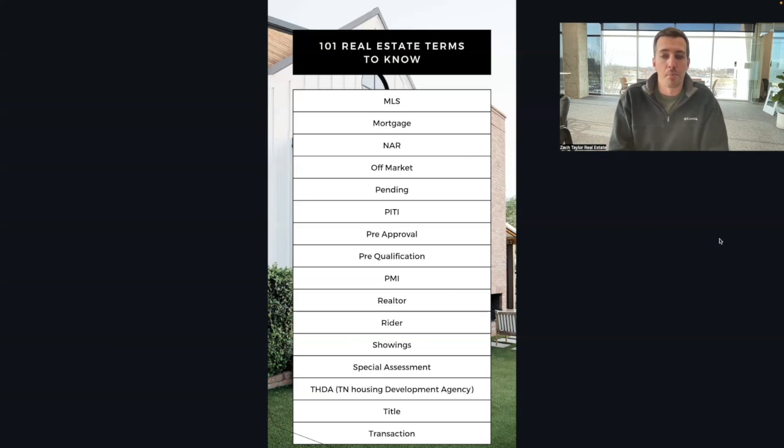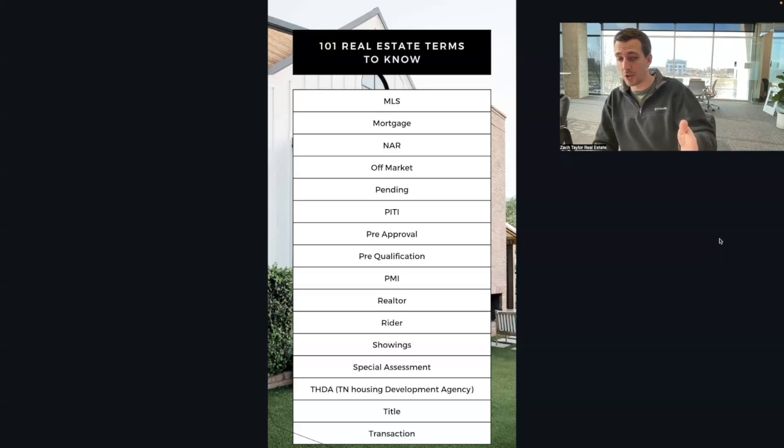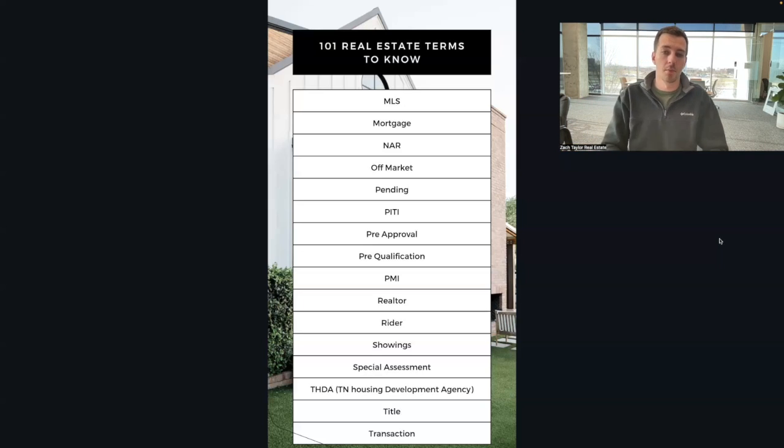PMI, private mortgage insurance. So this is, let's say we are using a conventional loan and we don't put down 20% or more. I only put down 5% on a conventional loan. Well, you're going to have to pay PMI. So now you have your PITI from earlier plus your PMI.